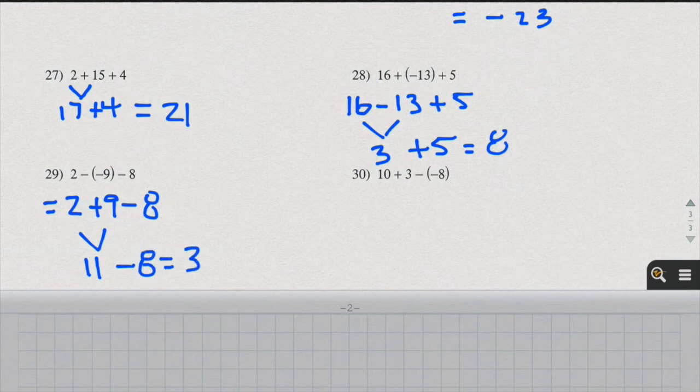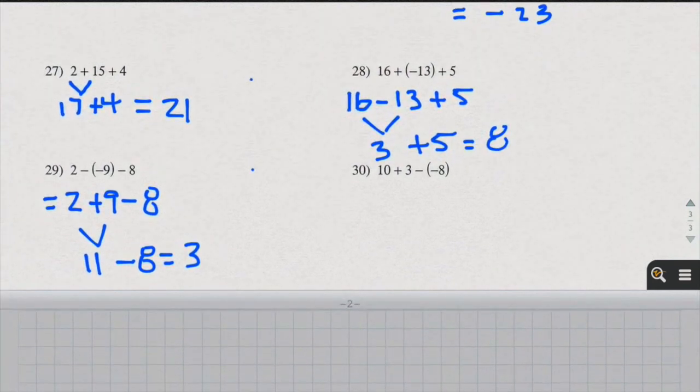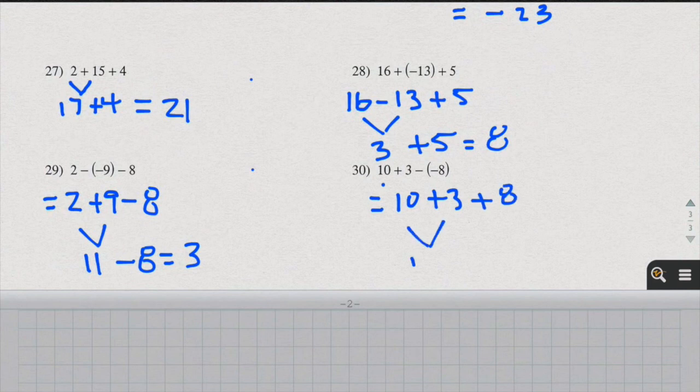Number 30. 10 plus 3 minus -8. So let's go ahead and rewrite it first. 10 plus 3, a minus and a minus becomes positive 8. 10 plus 3 is 13 plus 8. 13 plus 8 is 21. And this is adding and subtracting integers.